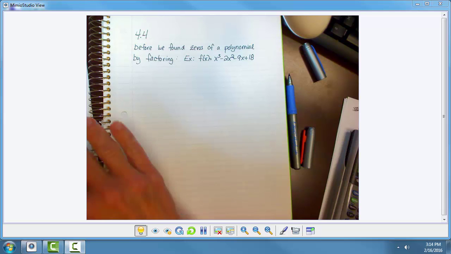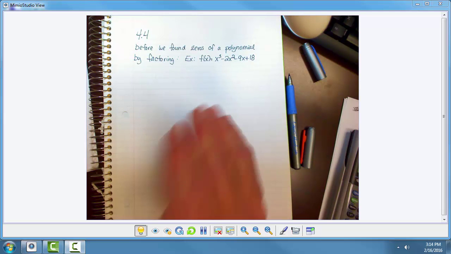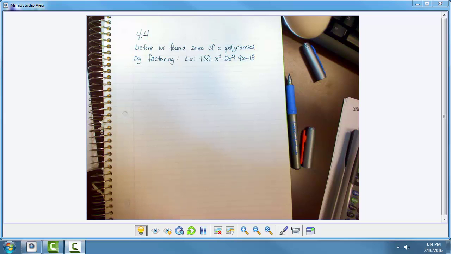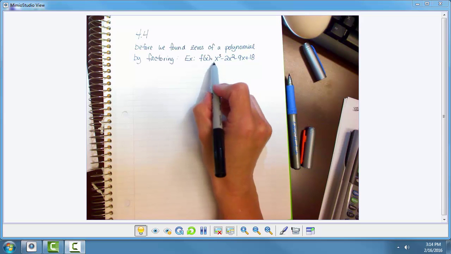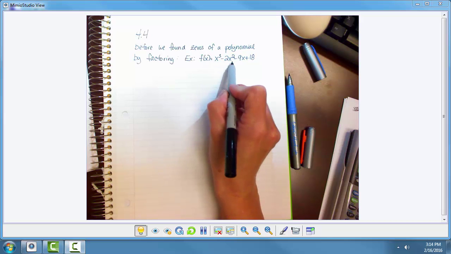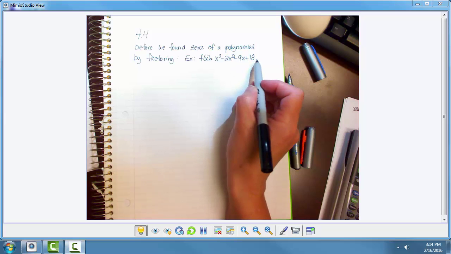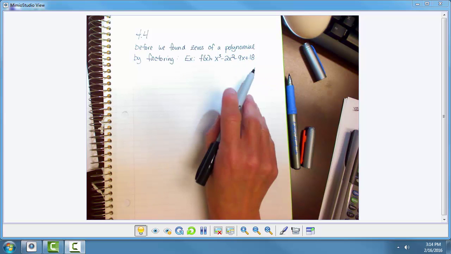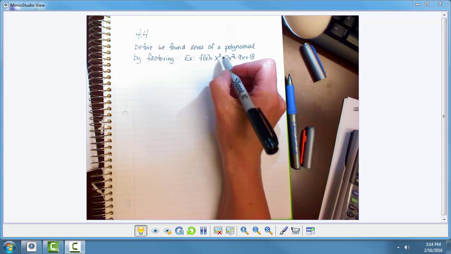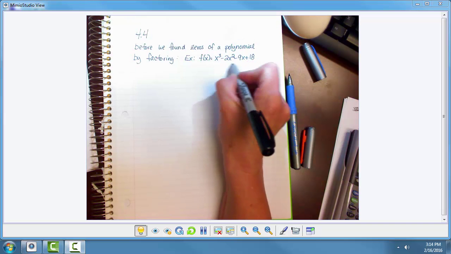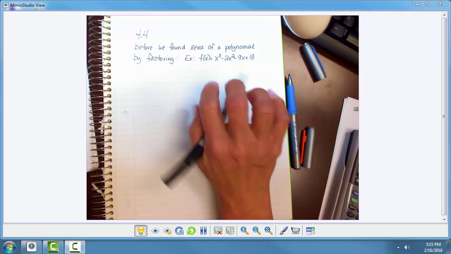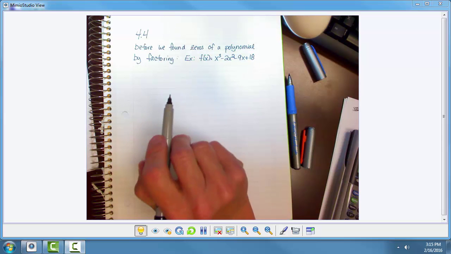Today we're going to look at section 4.4. If you remember in previous sections in chapter 4, we would find the zeros of a polynomial by factoring. For example, given the polynomial f of x equals x cubed minus 2x squared minus 9x plus 18, if we were told to find the zeros by factoring, we would take out the greatest common factor. Since it has four terms, we're going to factor by grouping.